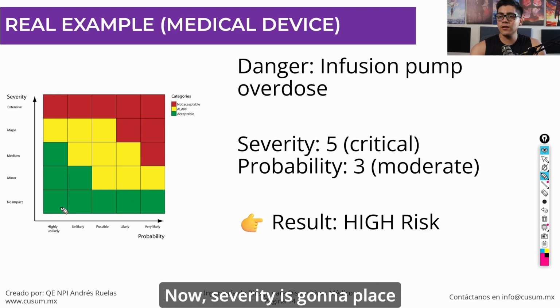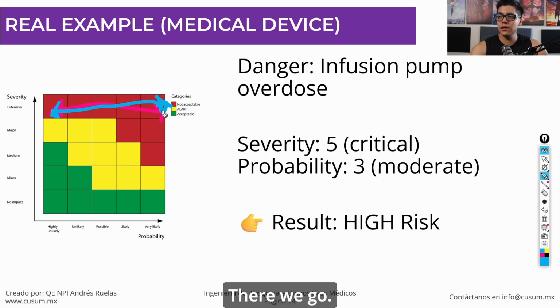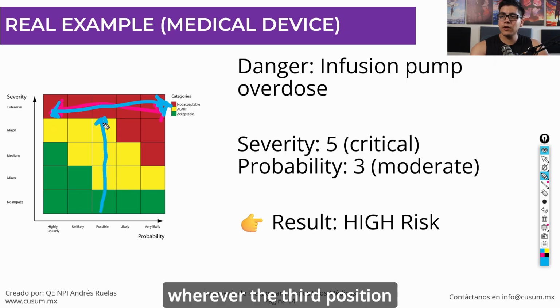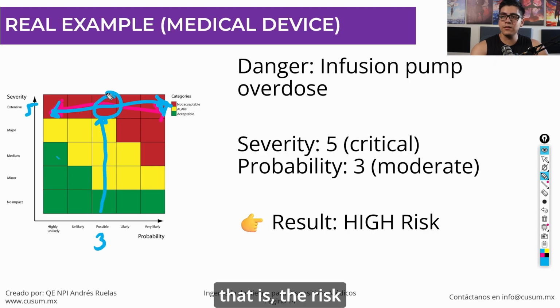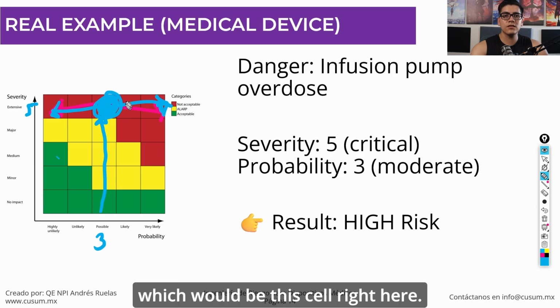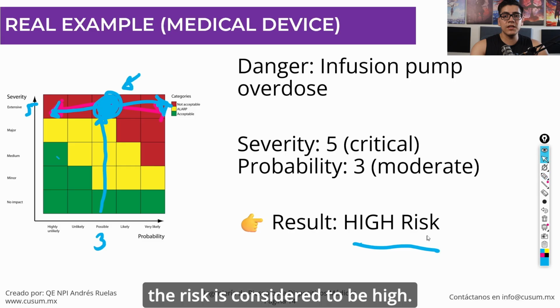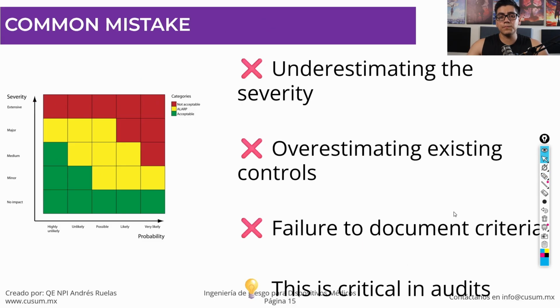Now, severity is going to place me on this axis right here, which is my top position. Let's just move to a blue color here. There we go. Now, probability is going to be moderate, so it's going to place me here. Wherever the third position intersects with the fifth position, that is the risk evaluation on the matrix, which would be this cell right here. Since it's red in color, the risk is considered to be high. So most likely we're going to need some type of risk control.